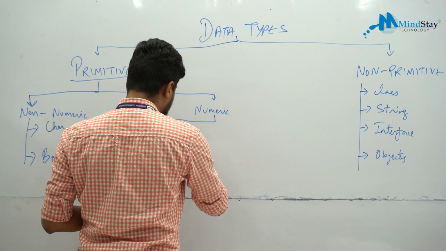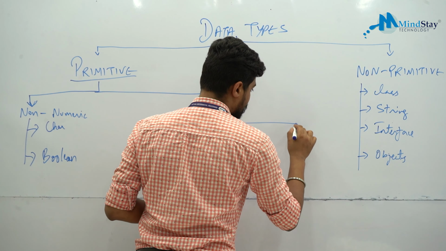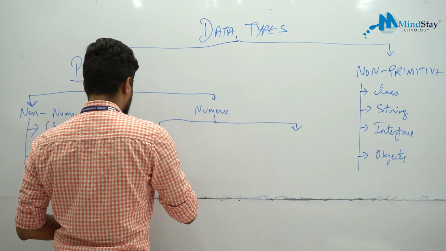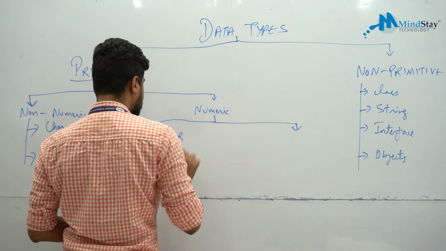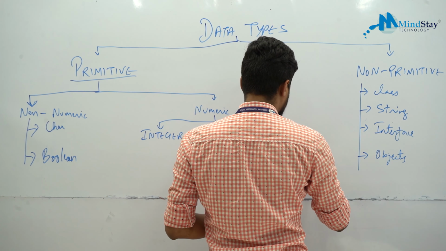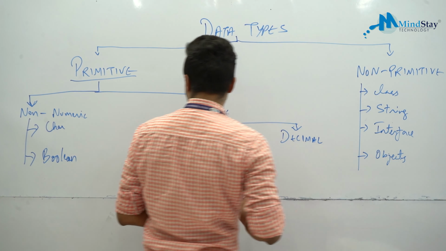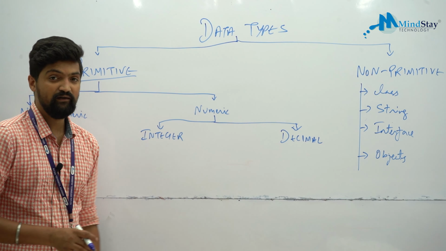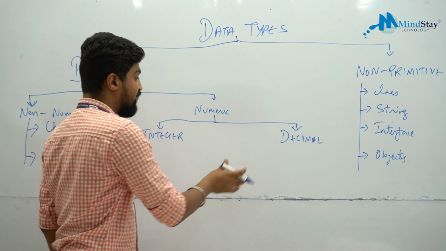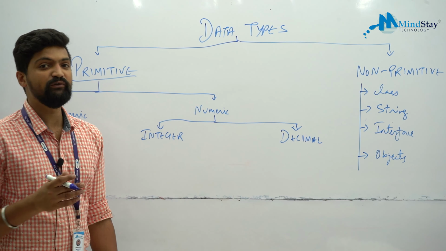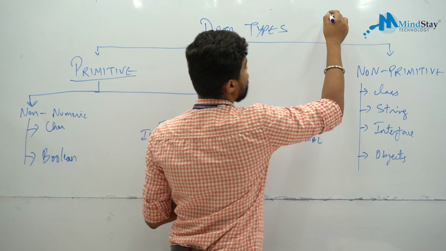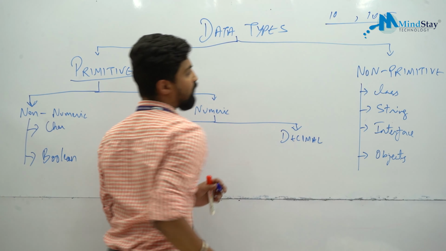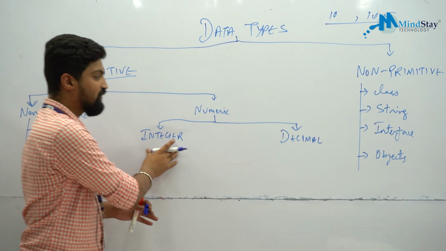Let's see. In numeric we again have two sections: integer and decimal. Now we all know what integer means and what decimal is, right? One full entire number is an integer, and fractions are what come after a point. For example, if I have 10, this is my integer. If I have 10.5, this is my decimal. So that is what it is, integer and decimal.